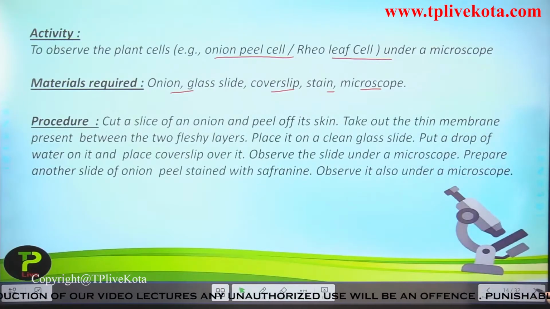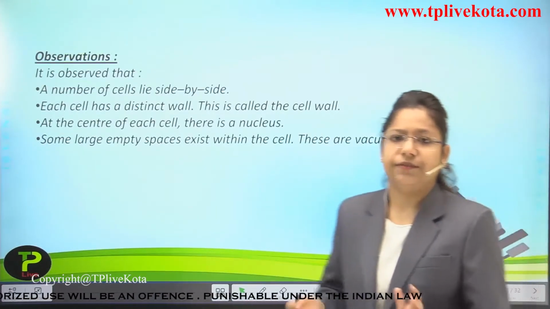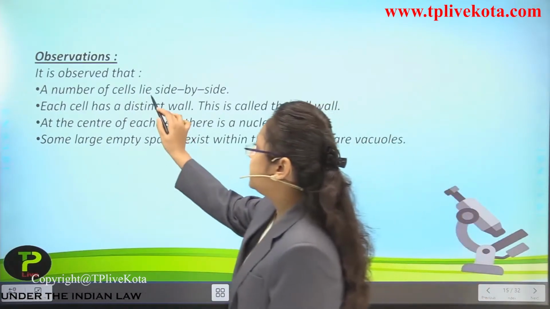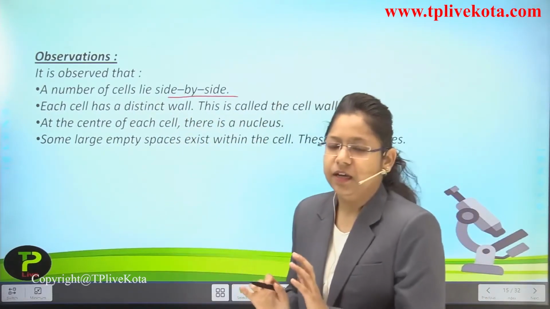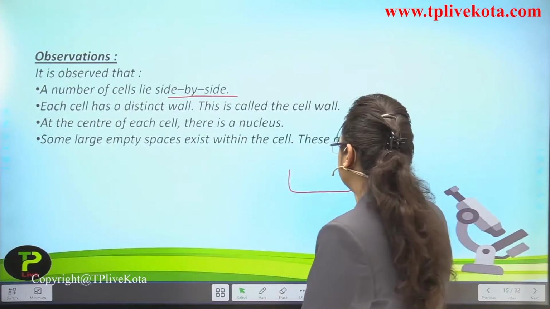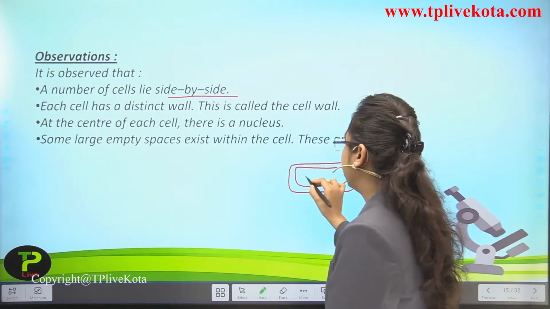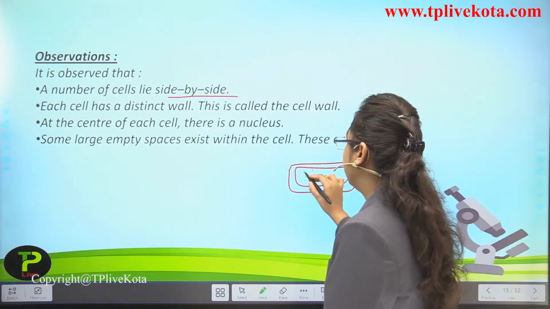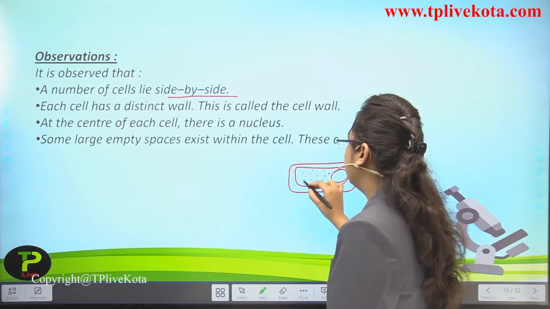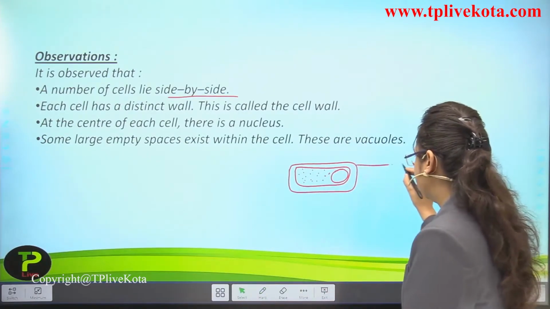Now, what are the observations? We have to see it. So the observations will be that a number of cells are present side by side. What do you mean by side by side, students? If there is a cell over here, okay, there is a cell wall, there is a cell membrane, and there is a large size vacuole, and small organelles are present over it, then another cell lies beside it.